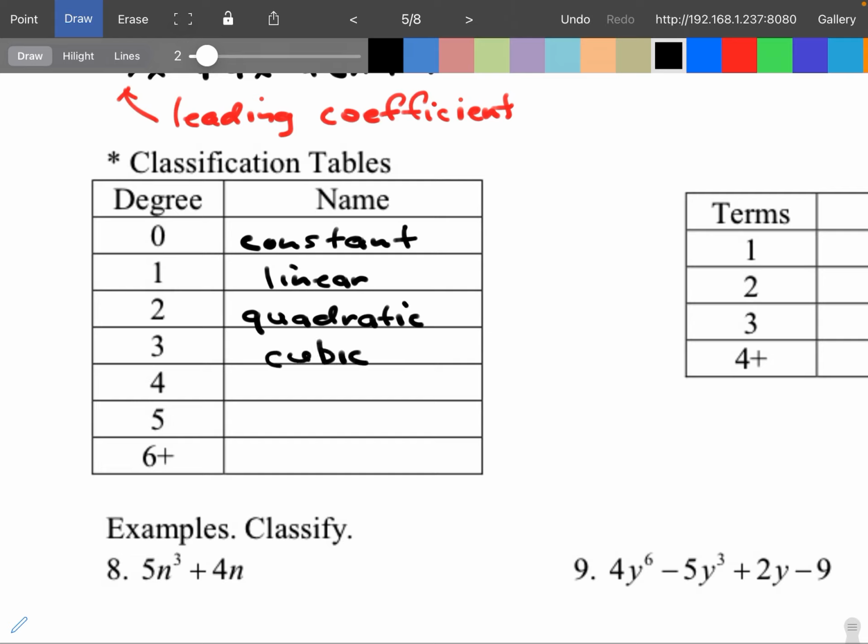If it's third degree, it's called cubic. If it's fourth degree, it's called quartic. If it's fifth degree, it's called quintic. And if it's beyond that, like sixth degree, you just say it's sixth degree. If it's seventh degree, you say it's seventh degree. All right, so there are only special names for the degrees 0 through 5.